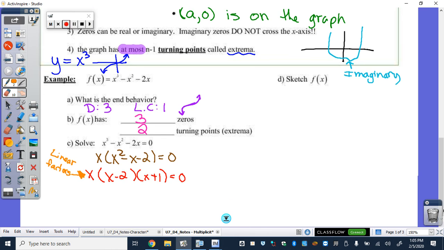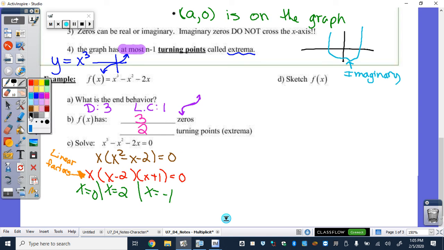So then finishing this off, our zeros, one of them would actually be at 0. X equals 0 is one of our zeros there. And then we got x equals 2. And then we got x equals negative 1. So those are the 3 zeros of our function.